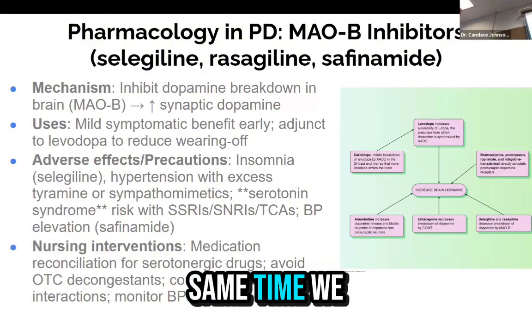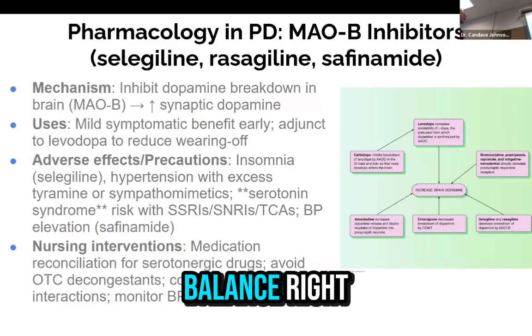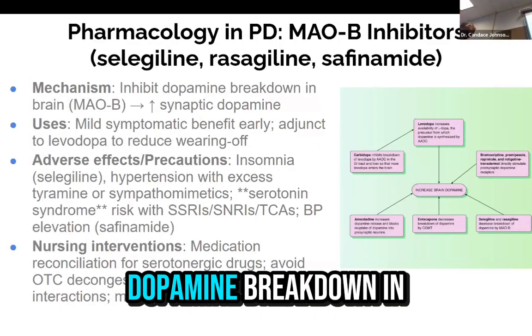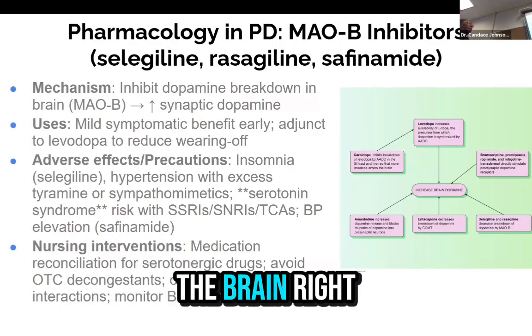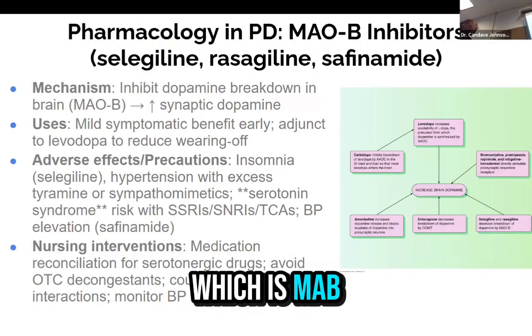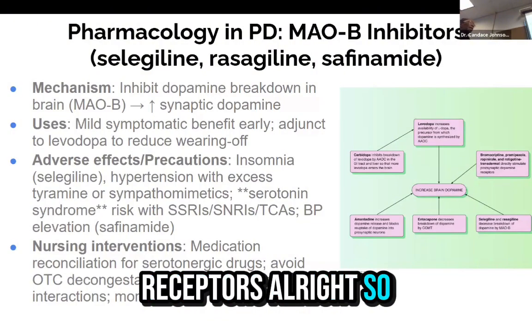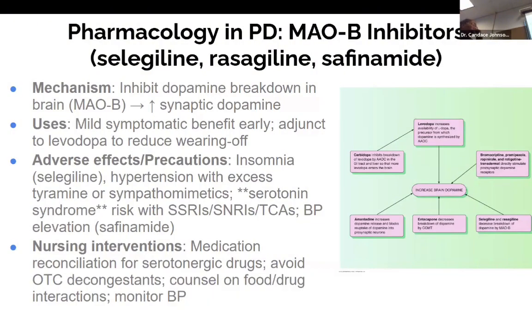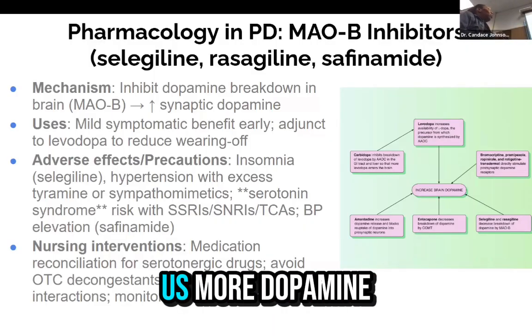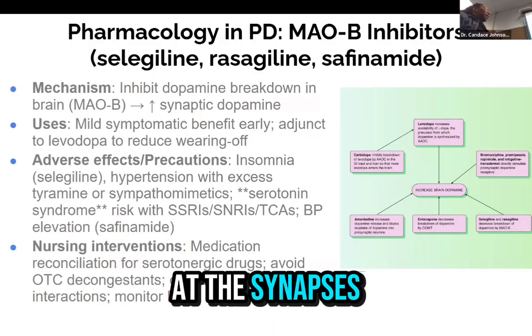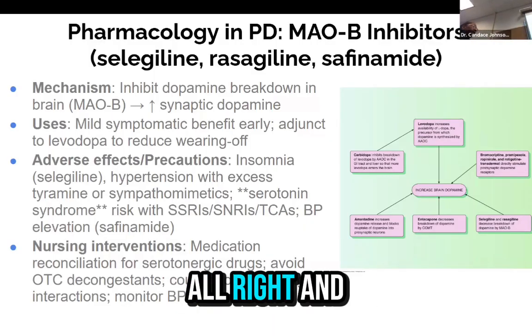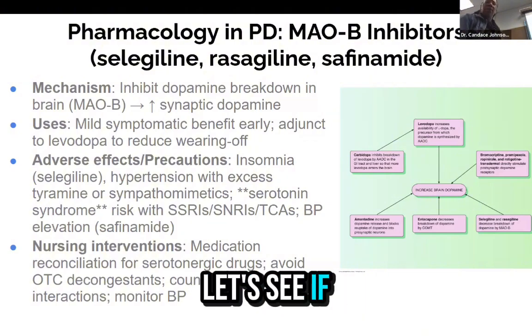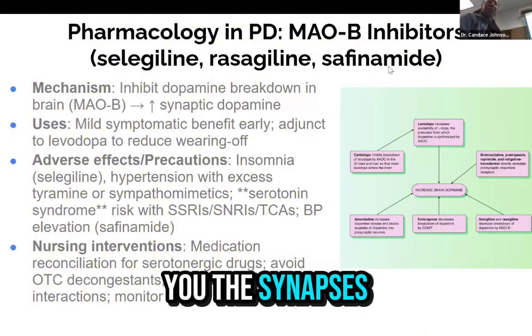But at the same time, we need a nice balance, right? So we inhibit dopamine breakdown in the brain, right, which is MAO-B receptors, all right? So we inhibit that, which then gives us more dopamine at the synapse, all right? And do I have a nerve here? Let's see if I can show you the synapse.